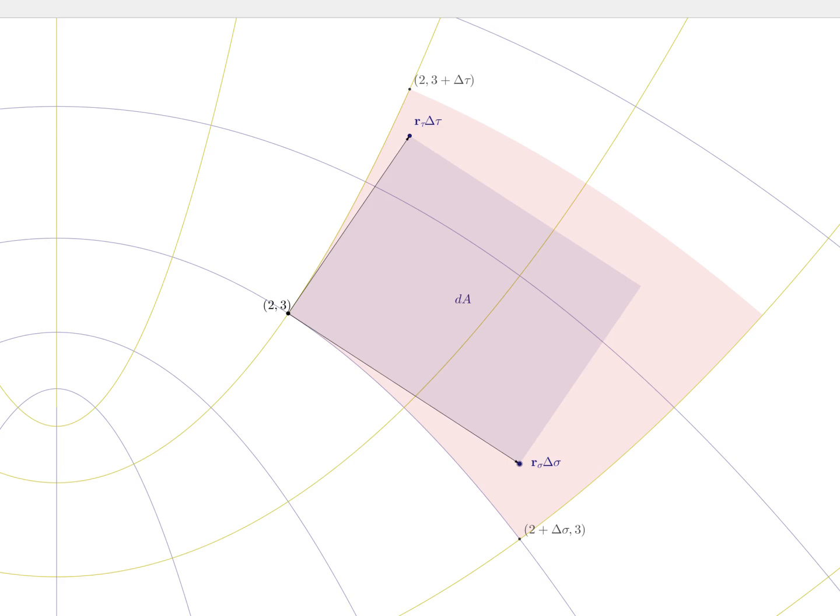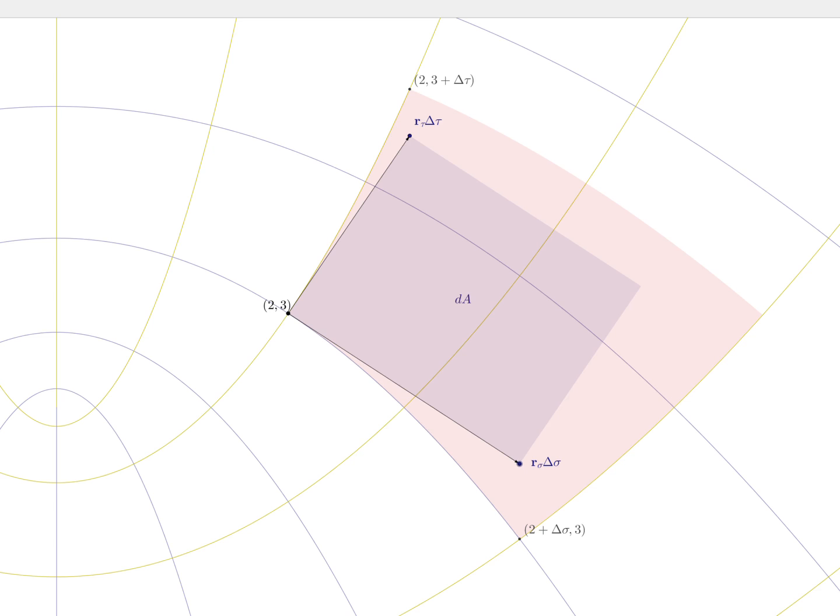Traveling delta sigma in the sigma direction, or delta tau in the tau direction, leads to a very ugly shape, which is hard to calculate. So instead, what I'll do is I will fix a particular direction. That is, I'll go to the point 2, 3, and I will travel delta sigma in one direction from that point. And the direction that I will choose is the partial derivative of the function r with respect to sigma.